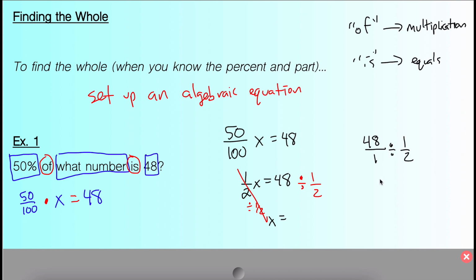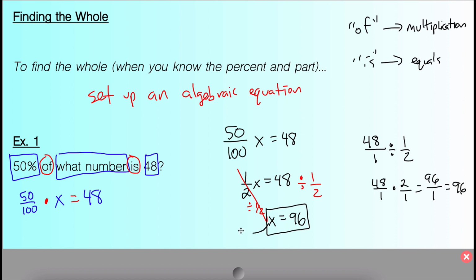As a reminder, when you are dividing and fractions are involved, the slogan that many of you remembered was keep, change, flip. You keep the first fraction the same, you change the division to multiplication, and you flip the second fraction. And from there, 48 times 2 is 96 over 1 times 1, which is 1. So the final answer here is x equals 96.